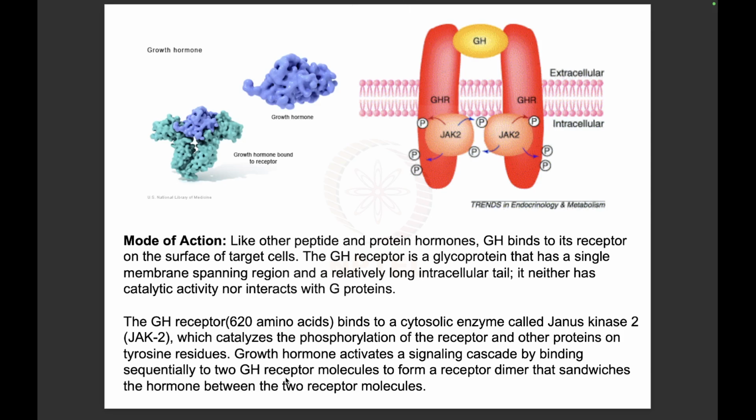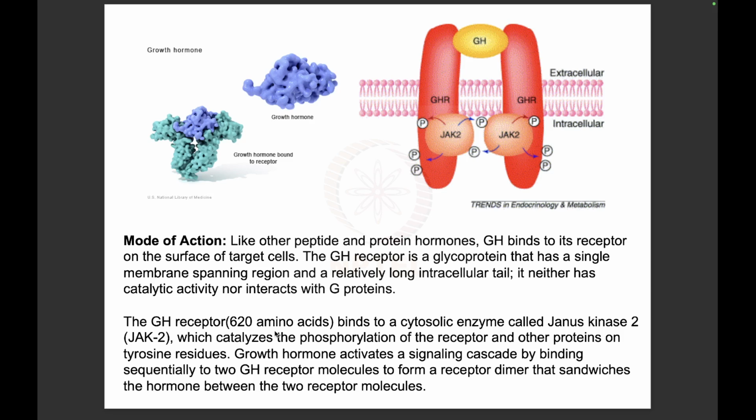So this is the mode of action of growth hormone. This is growth hormone bound to the receptor. Like other peptide and protein hormones, growth hormone binds to its receptor on the surface of the target cell. The growth hormone receptor is a glycoprotein that has a single membrane spanning region and a relatively long intracellular tail. It neither has catalytic activity nor interacts with G proteins.